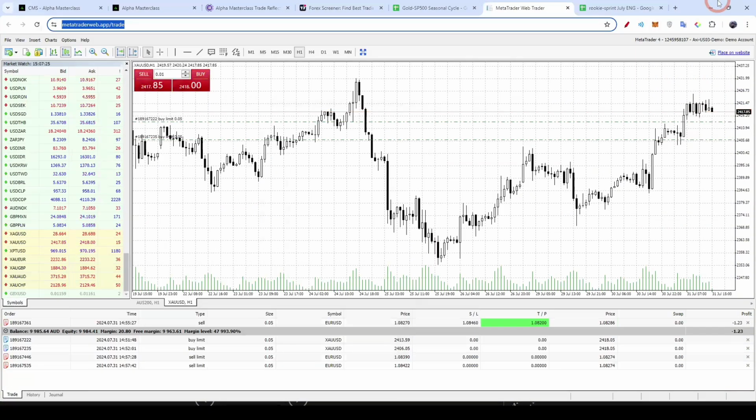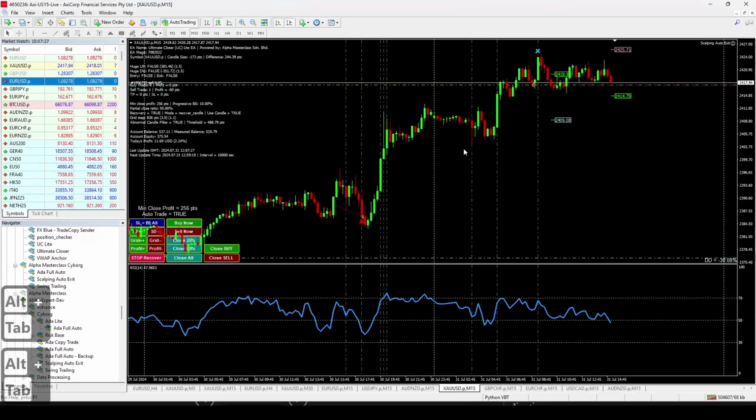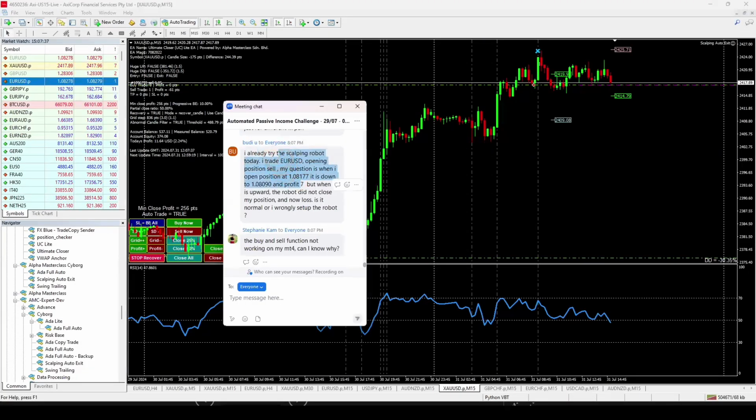Now, over here, I already tried scalping auto. I traded USD, opening a sell position. My question is that when I open, it goes down and I profit $7. But when it reverses, the robot did not close my position. Is it normal or wrong?